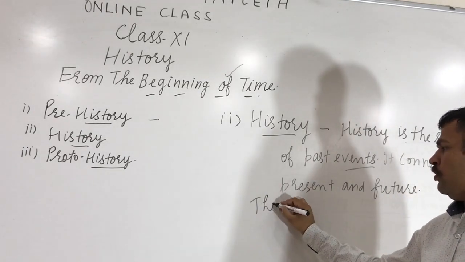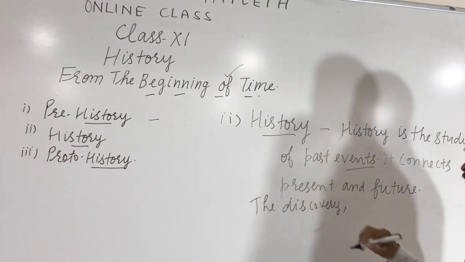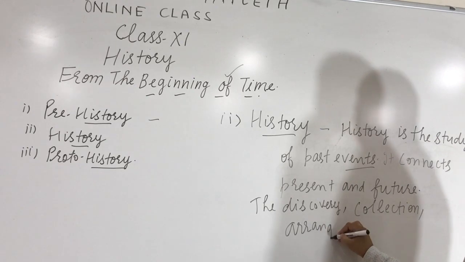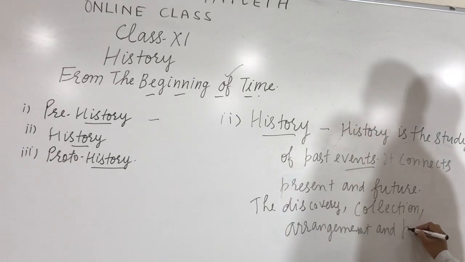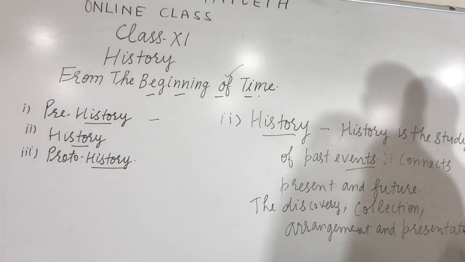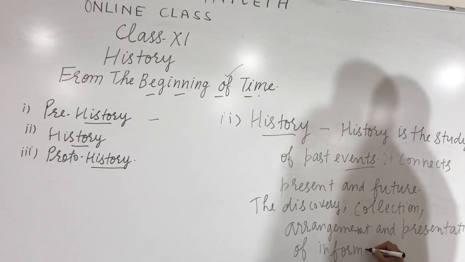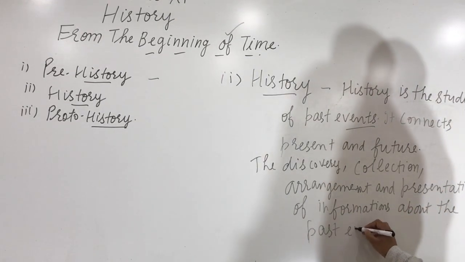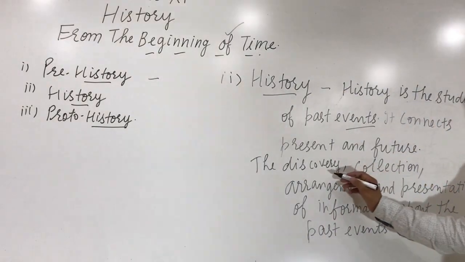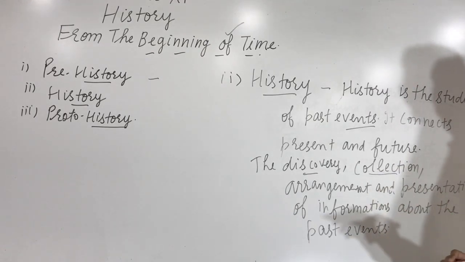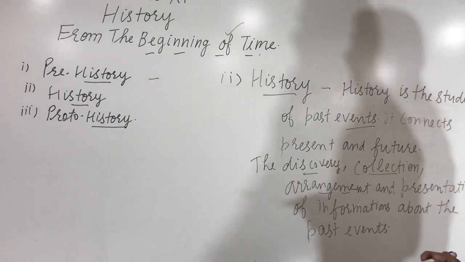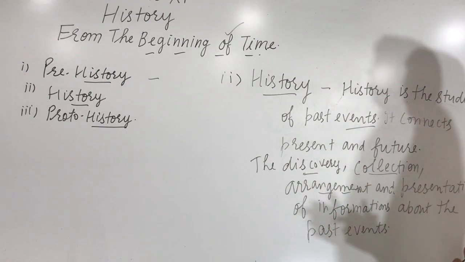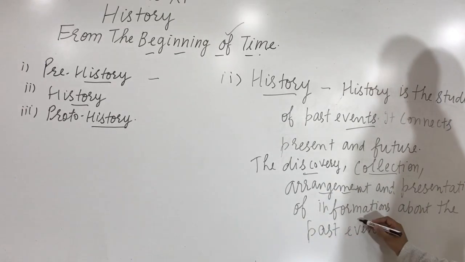Or you may see the definition also: the discovery, the collection, the arrangement and presentation of information about past events. These are things that were discovered, collected and arranged. For example, for any remains of buildings that we may see, the data was collected, organized, arranged in a sequence, and after that presented in the form of information.